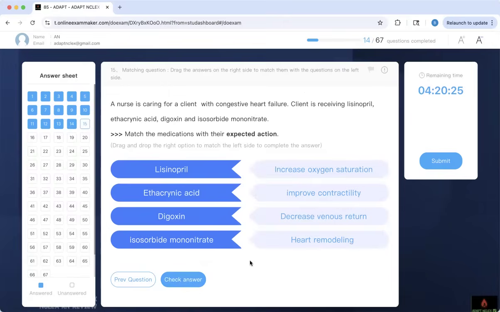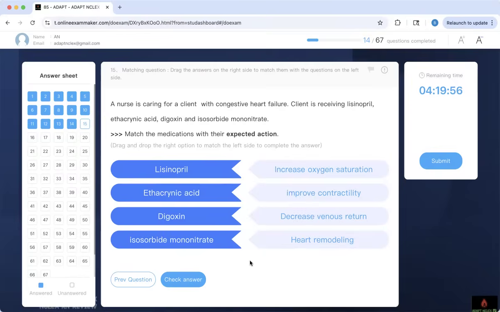Number 15, what do you think? Pharmacology in a fancy way. A nurse is caring for a client with CHF. What are the medications used for CHF? The client is receiving lisinopril, ethacrynic acid, digoxin, isosorbide mononitrate. What is the expected action? You have to know what these medications are for. Lisinopril, ethacrynic acid, digoxin, isosorbide. What do you think? Let me know.